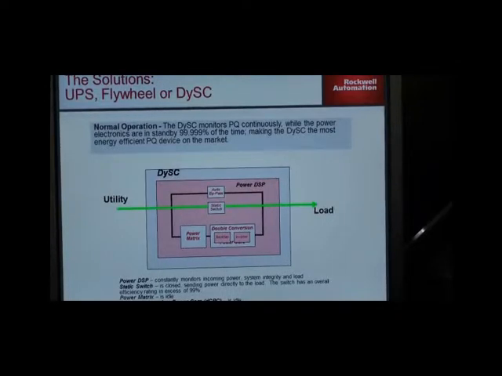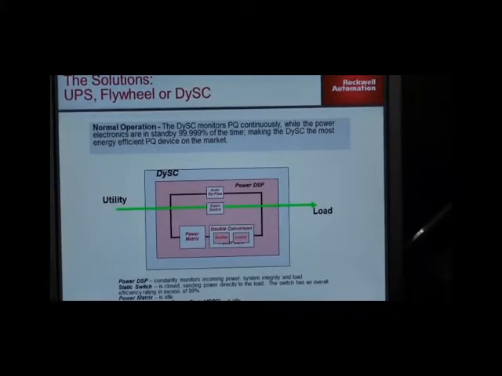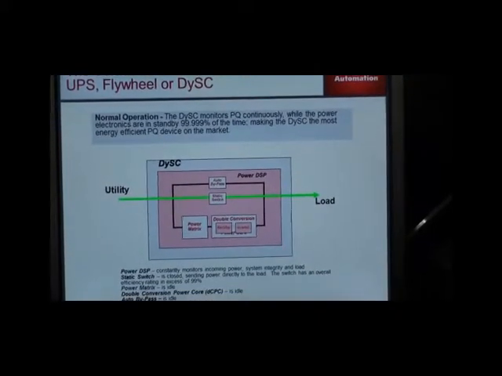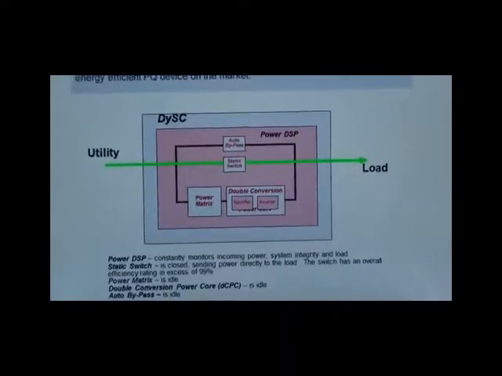The third choice is a dynamic sag corrector, or DySC. The DySC is a different kind of device. It's a series device instead of a parallel device. It actually turns on, corrects the problem or mitigates the issue, and then turns back off when the problem's been corrected. In 99% of the time, it's simply in a monitoring mode.